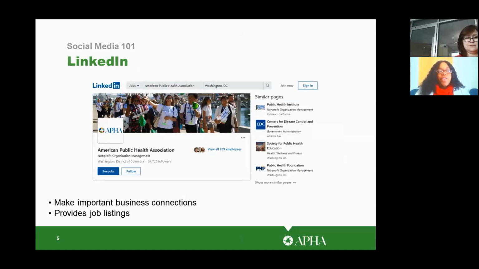And then LinkedIn's not really a part of the National Public Health Week situation, but I did want to include it because LinkedIn is more of a professional platform, and you can make really great business connections. A lot of LinkedIn accounts provide job listings, and you can follow people who have the same professional career that you kind of want to attain or want to be a part of. So that's kind of why I included it. It's like a mobile resume, so you can just see what people are doing educationally and professionally.